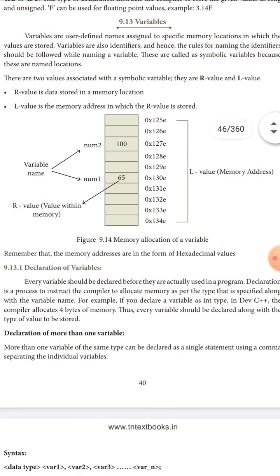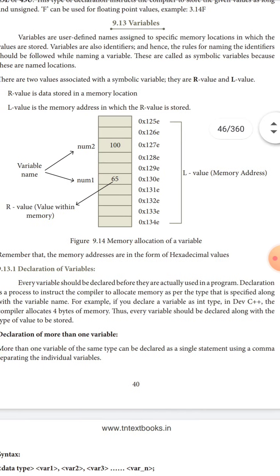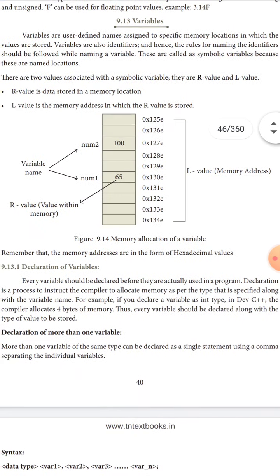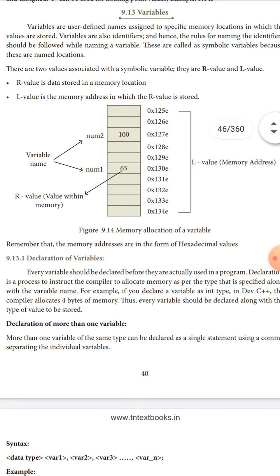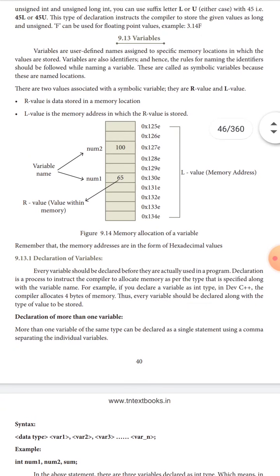Next is the declaration of a variable. Every variable should be declared before it is used in the program. Declaration is the process of instructing the compiler to allocate memory as per the type specified along with the variable name. For example, if you declare an integer variable in Dev C++, the compiler allocates 4 bytes in memory.